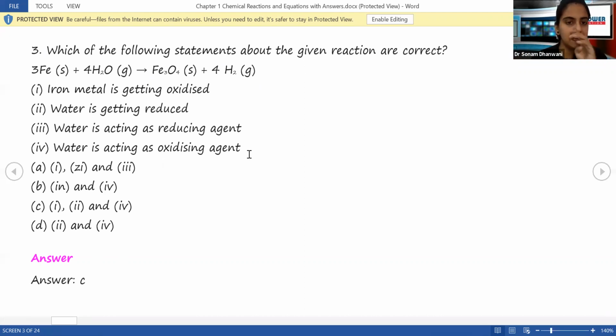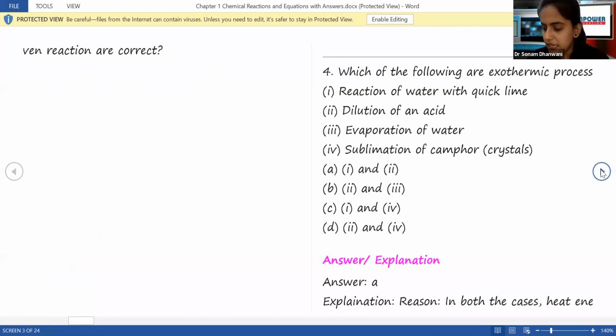Now according to us, which statements were correct? First, second and fourth. Look, is there an option with first, second, fourth? See here, so option C is the correct answer. First, second and fourth. Okay. Now clear with this?